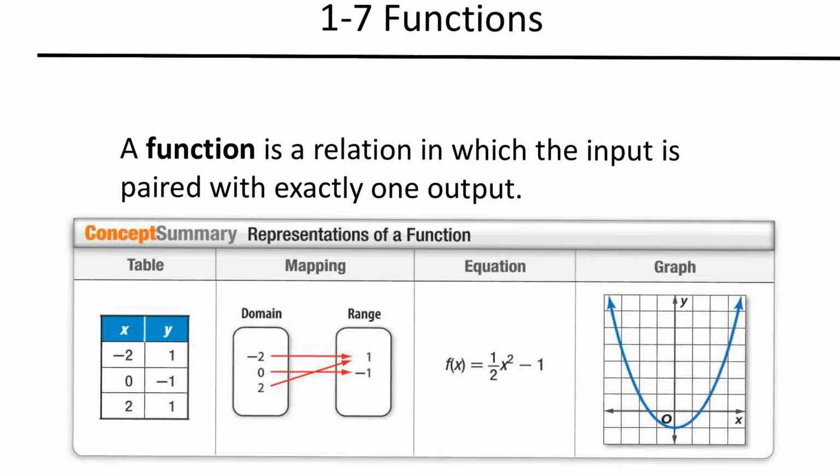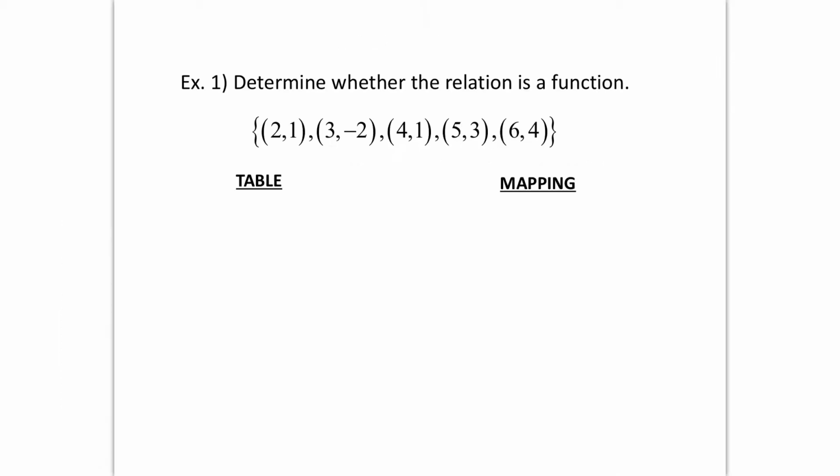So let's go ahead and start with the first example. Right now I do have a relation, so you can see a set of ordered pairs. 2, 1 is the first point, 3, -2 is the second point, 4, 1 is the third, 5, 3 is the fourth, and 6, 4 is the fifth point. Right now I don't know if it's a function, so I'm just going to underline the word relation. Okay, so it is a relation.